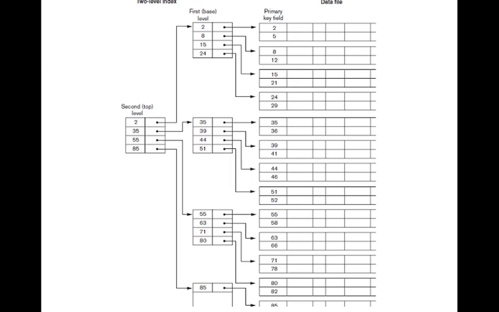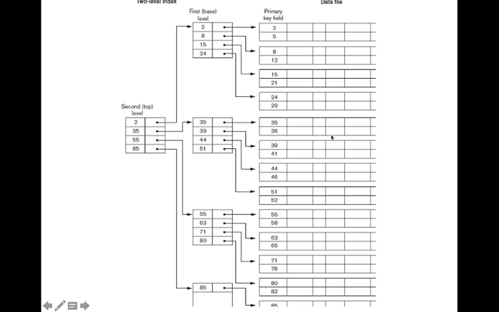Next, the third question is multi-level indexing. This is actually two-level indexing. In multi-level indexing, this is the actual data file. We create an index first, we call it the first or base level index, and again we create another index to index these blocks. Like that, we can create another level. Again, if you want, you can create a third level of indexing. It is also possible.